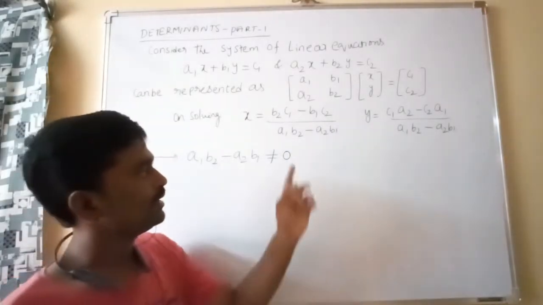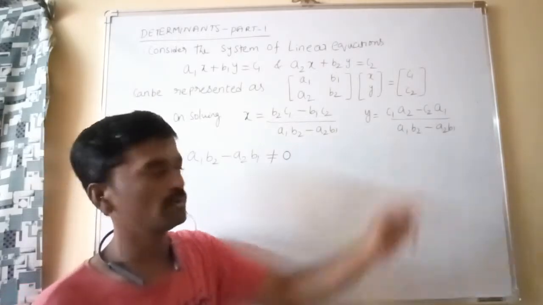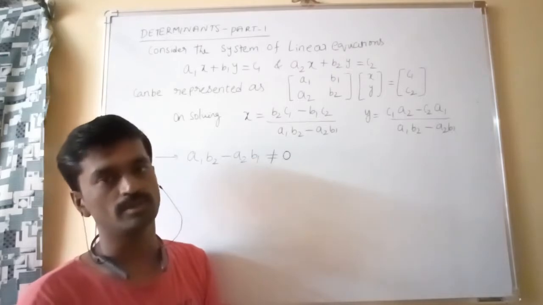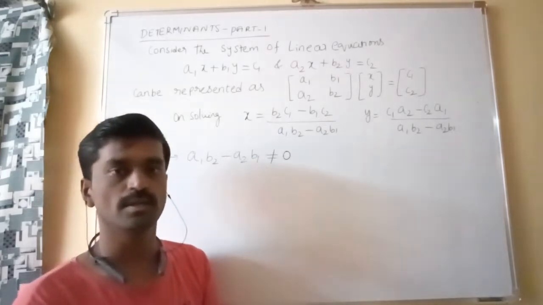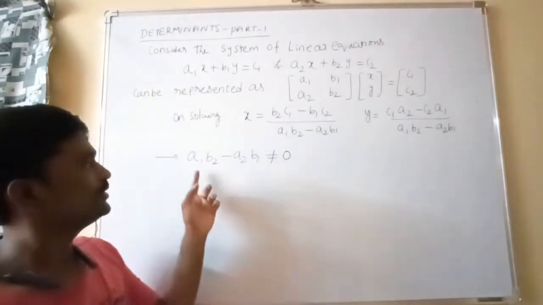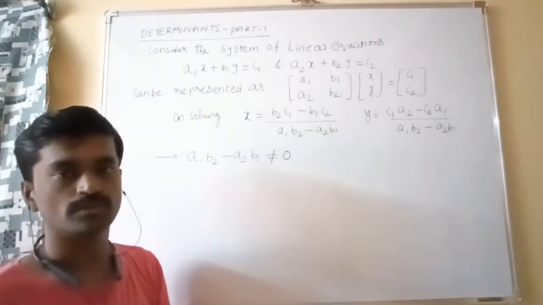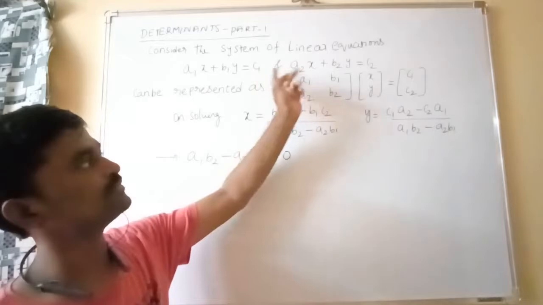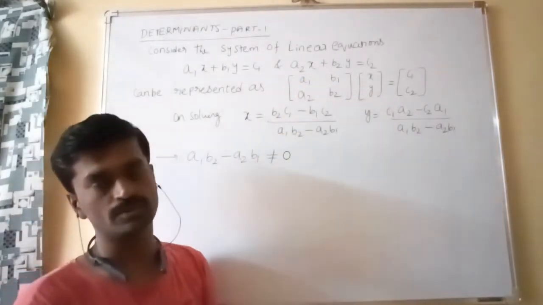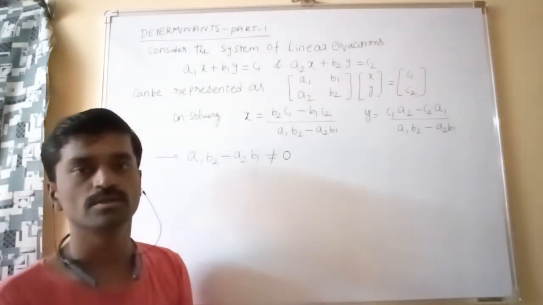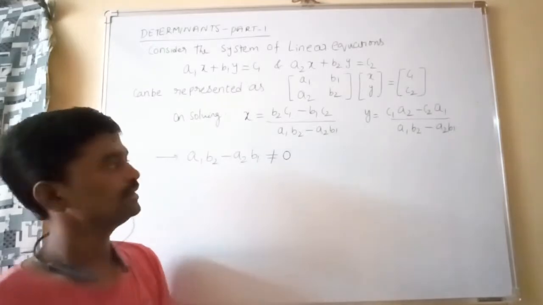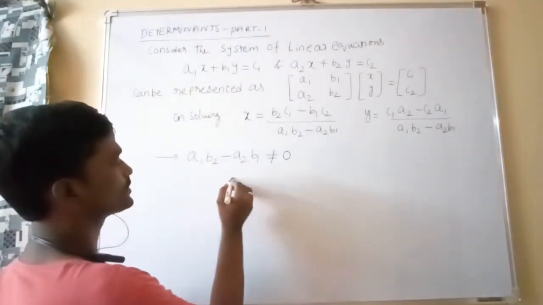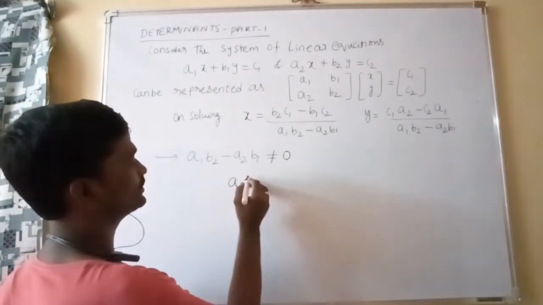Here you have both in x and y. What is the denominator? a1 b2 minus a2 b1. If this number is not equal to 0, then only x and y exist, and hence we say that the given system has a unique solution. So that means the number a1 b2 minus a2 b1.